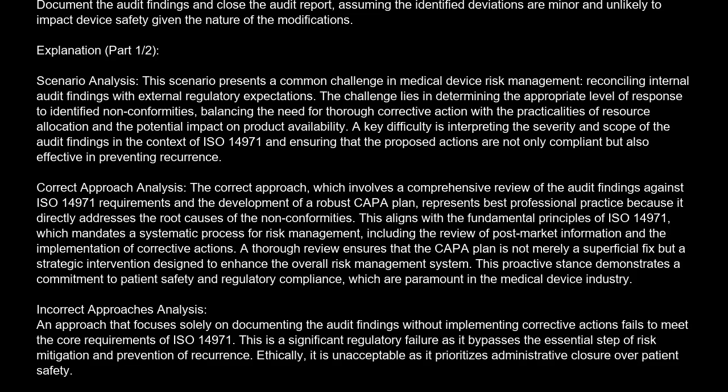The correct answer is A. Document the audit findings and close the audit report, assuming the identified deviations are minor and unlikely to impact device safety given the nature of the modifications.